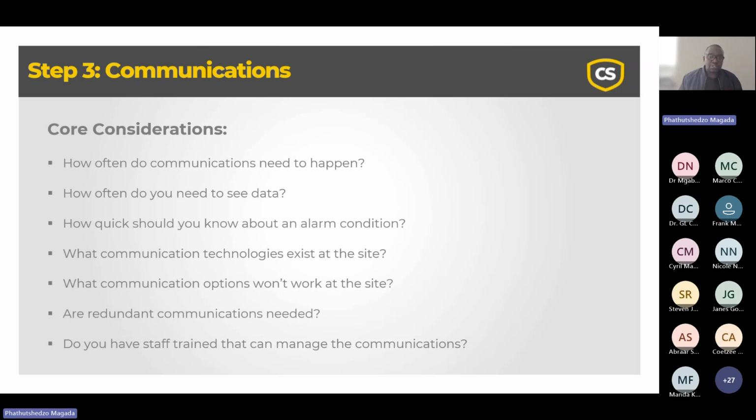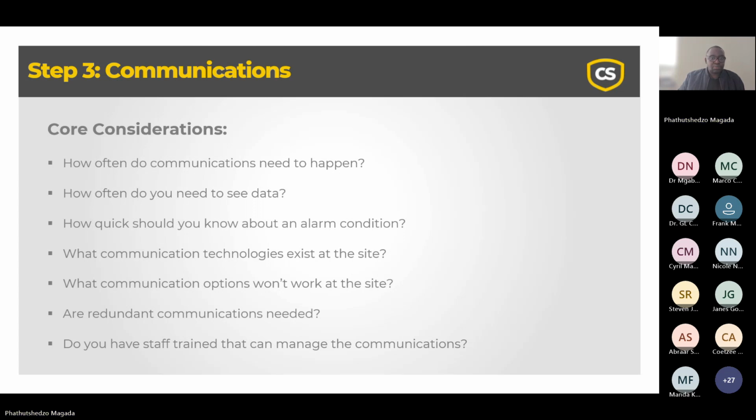We've talked about site condition. Does the site have a network? Does the site have good line of sight for radio? What communication option won't work on site? Is redundant communication needed? Do you have staff trained that can manage communications? If you address those, you will be able to choose the right communication channel suitable for your site condition.